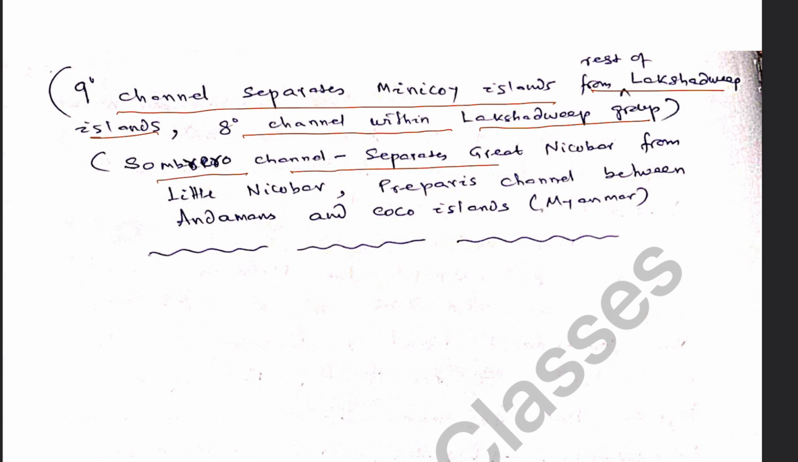Sombrero channel separates Great Nicobar from Little Nicobar. Preparis channel that separates Andamans from Coco Islands of Myanmar. So these are some of the breaks. These are some of the channels that separate the islands.